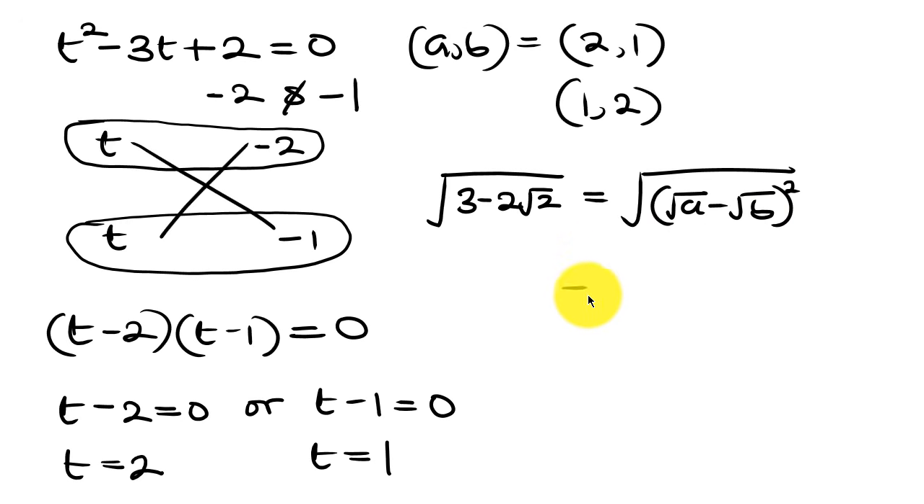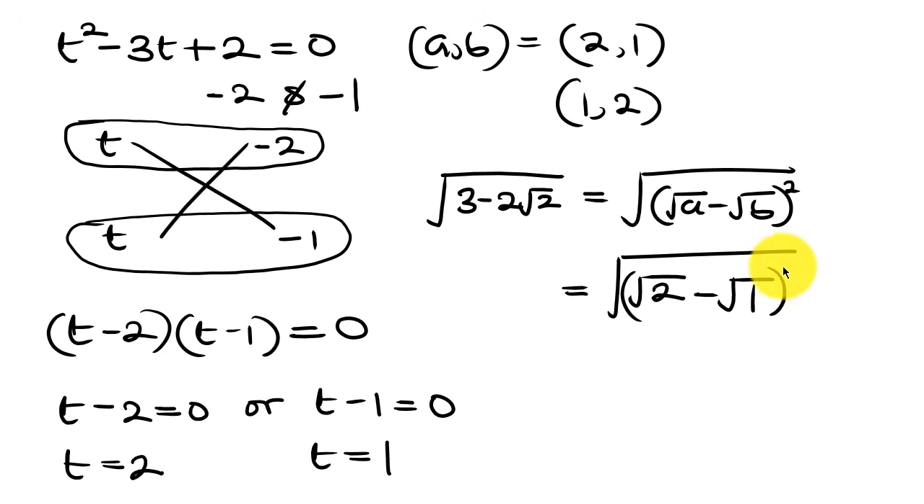So this will be the square root of, a. That will be the square root of a is 2 minus the square root of b. That's the square root of b is 1. And this is raised to the power of 2. Now notice that this square and this square root can cancel out. Now leaving behind the square root of 2 minus, now the square root of 1 is 1. And this becomes our final answer.